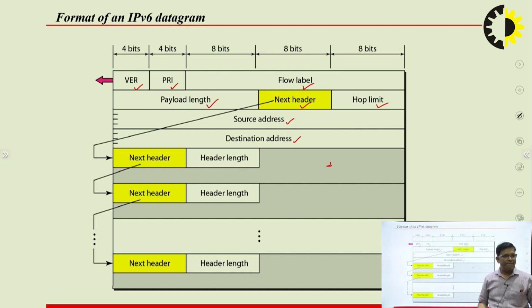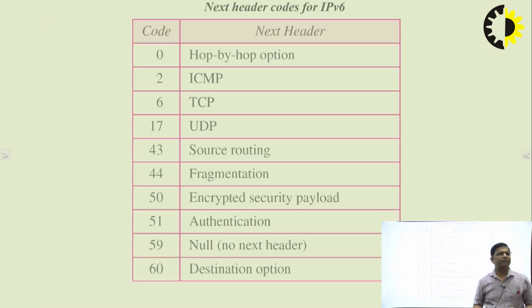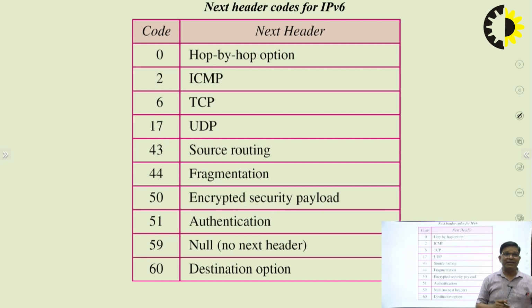Okay. So this is the way we can deliver the data in a continuous way. Next, the next header field for IPv6. If the next header code is 0, it is the hop by hop option. If the code is 2, then the ICMP protocol is used. 6 is TCP, 17 is UDP, 43 is source routing, and so on. This is the content of the next header code in IPv6.